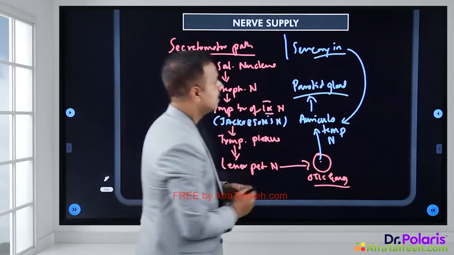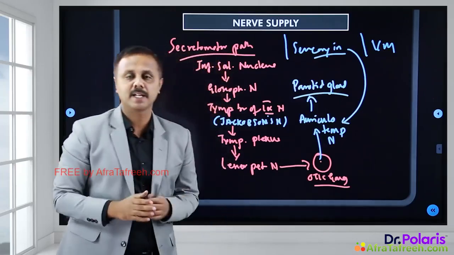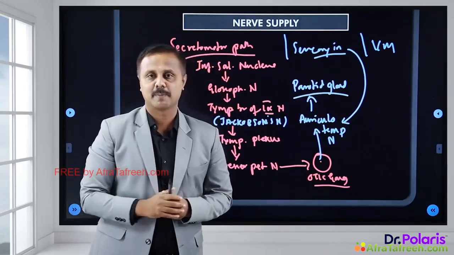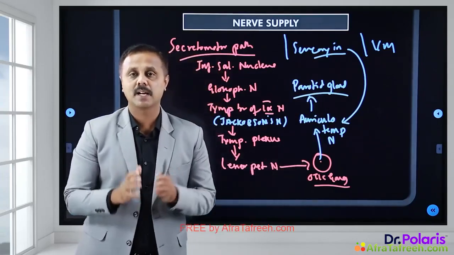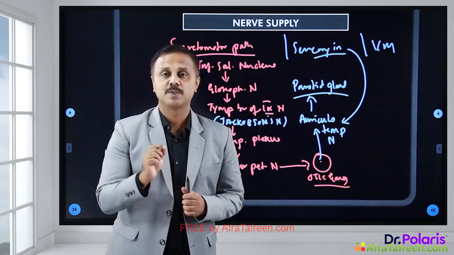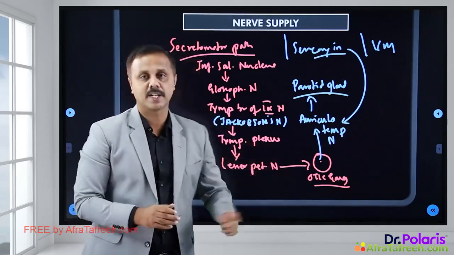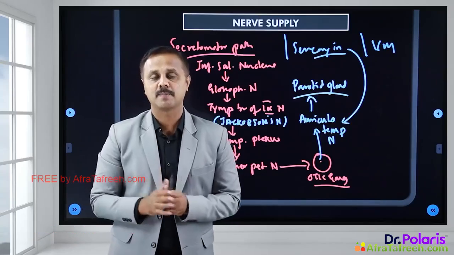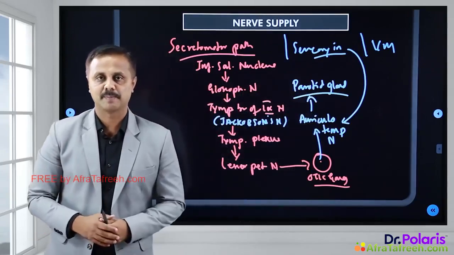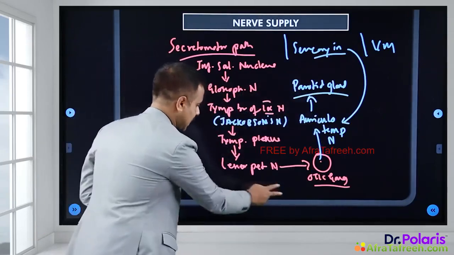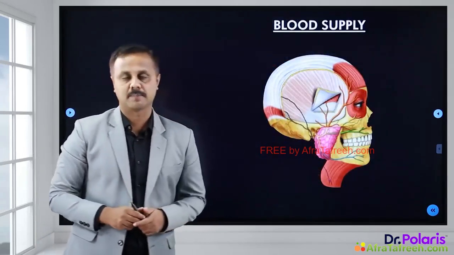In addition to this, we will also have vasomotor fibers which are innervating the blood vessels of the parotid. This is again through the otic ganglion, but the fibers are sympathetic fibers coming from the superior cervical ganglion. Right? So this is how you can represent the innervation or nerve supply of the parotid. Secretomotor, sensory and vasomotor. Right? Once we have learnt about the innervation, what about the blood supply?